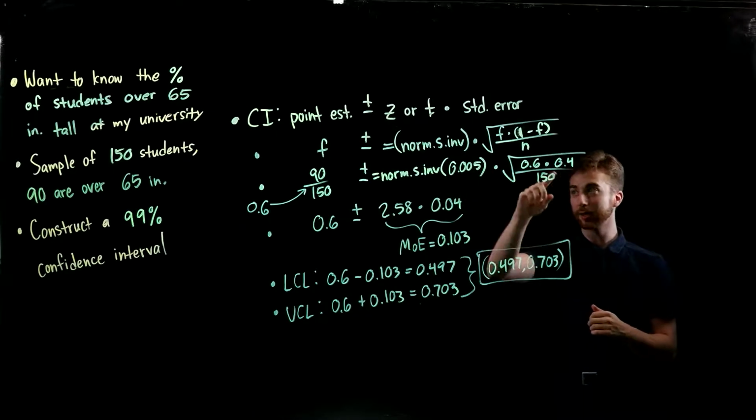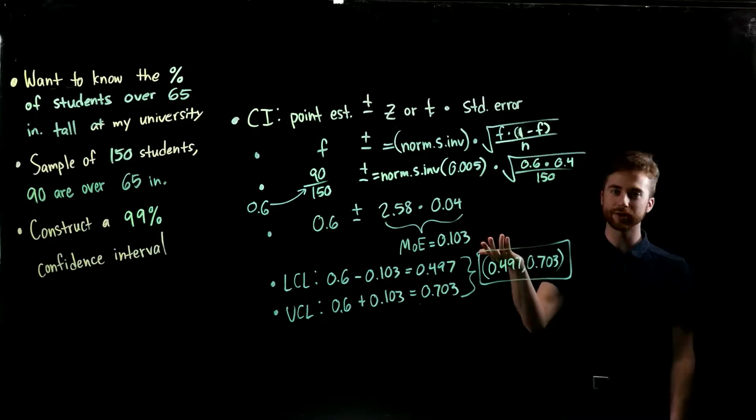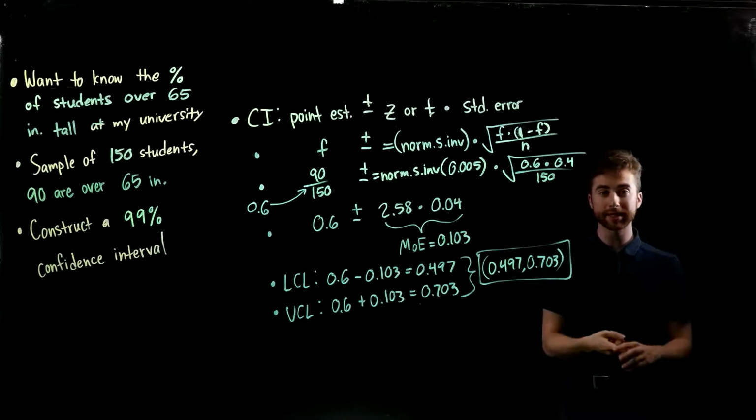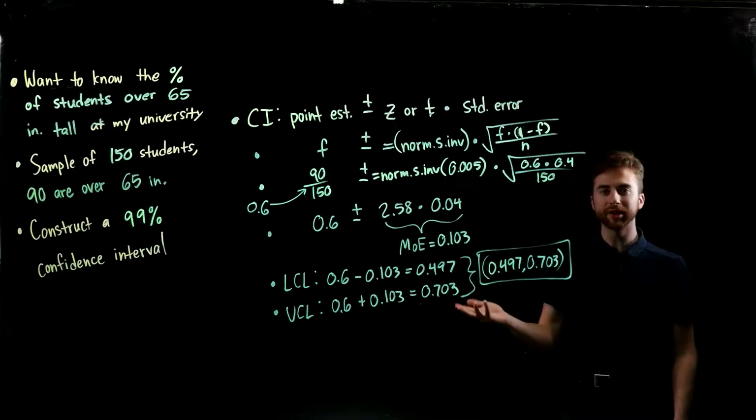So again, the formula is your point estimate plus or minus z or t times standard error. That's how you solve for a confidence interval. The point estimate is either x bar or f. X bar if you're dealing with a mean-based problem, or f if you're dealing with a proportion-based problem, which clearly we're dealing with right here.